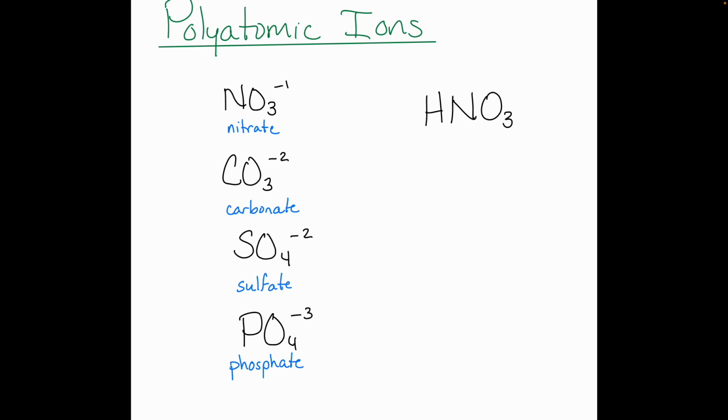All right, again, I'm adding that positively charged hydrogen ion. If I was going to make an acid with that carbonate ion, how many hydrogens would I have to have in my formula? 2, right? Because of that -2 charge.